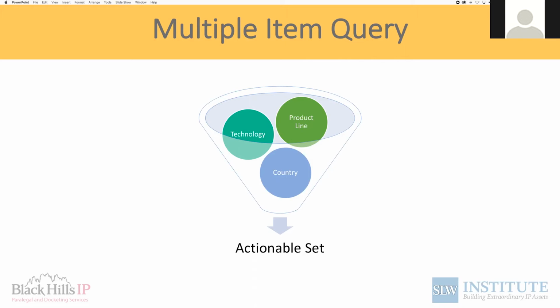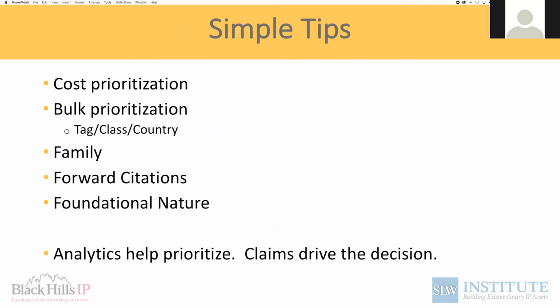Once you've done that prioritization, getting down to the patent level, looking at the family coverage, including taking a look at recent decisions regarding family members, looking at citations and the foundational nature will help really set the stage for making a final decision that's based on the ultimate claim scope of the patents being kept or being abandoned. And with that, I'd like to open up to any questions.